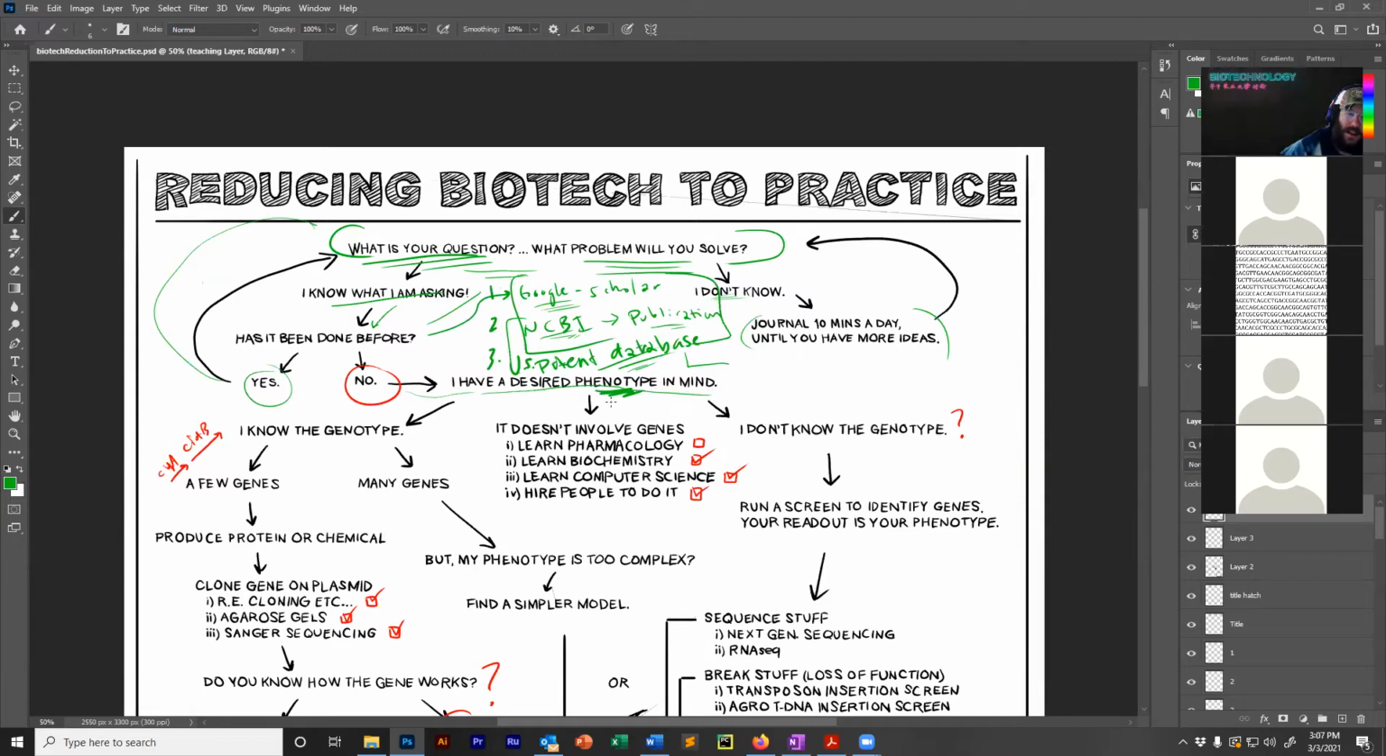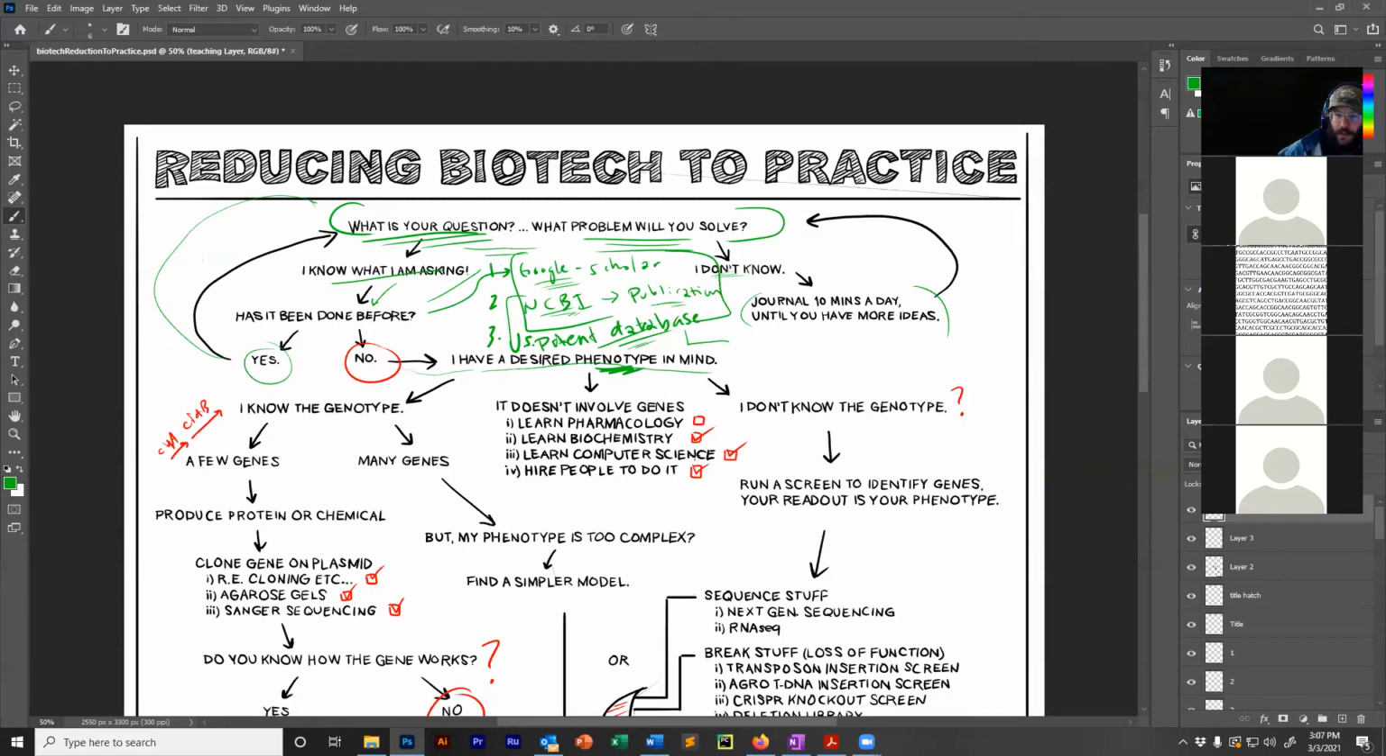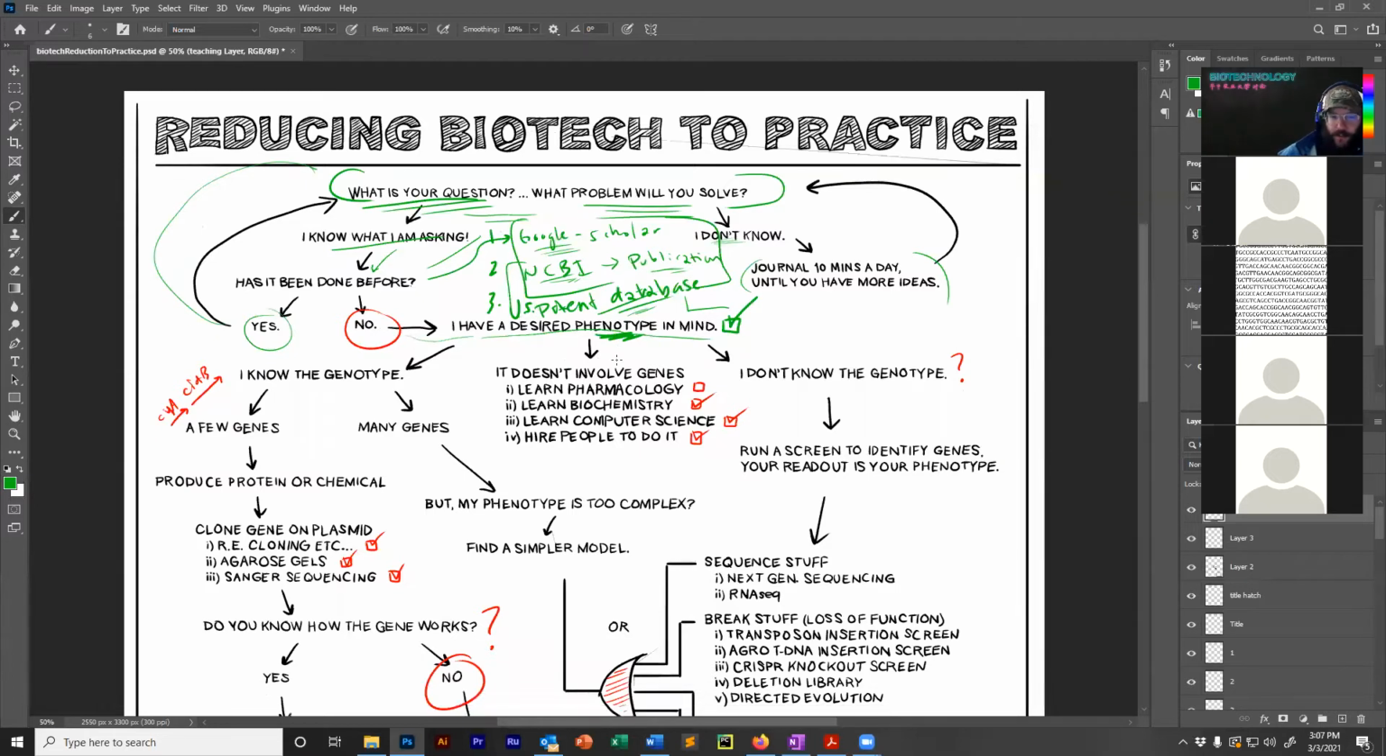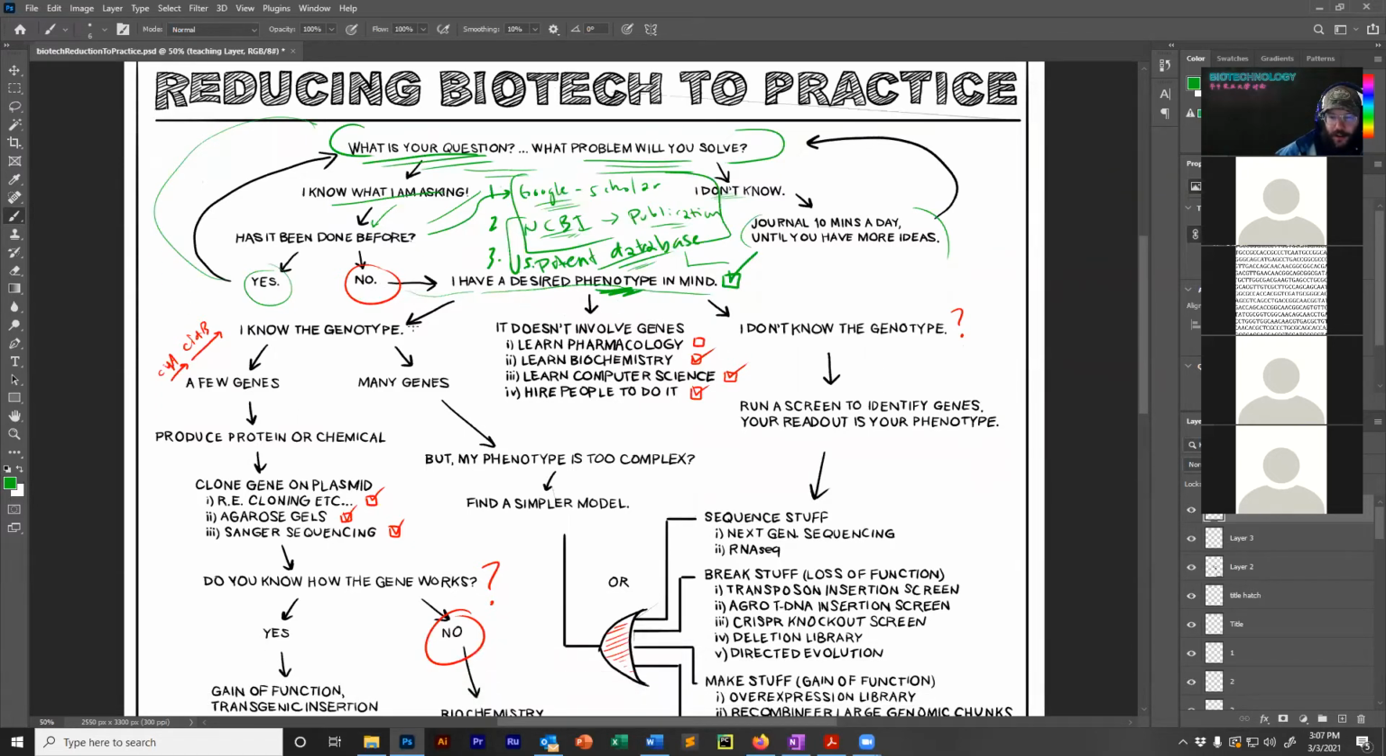So the next step is you have a phenotype in mind. Okay. So imagine the answer to this question is yes. Okay. You have a problem. It hasn't been done before. You have a phenotype in mind. Okay. Now there's three potential options.